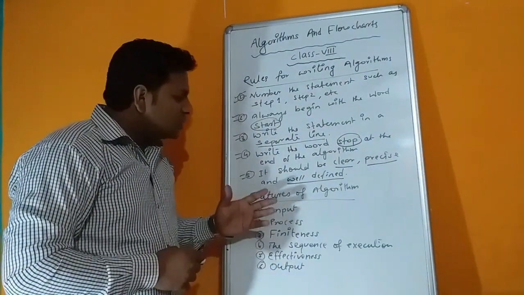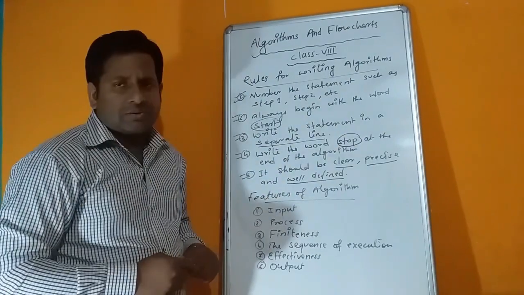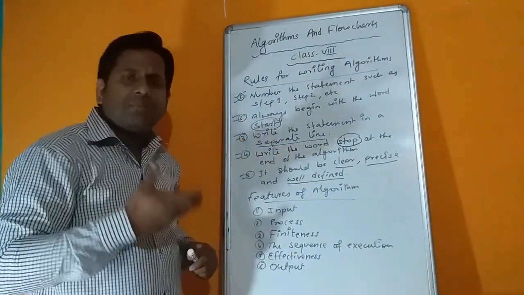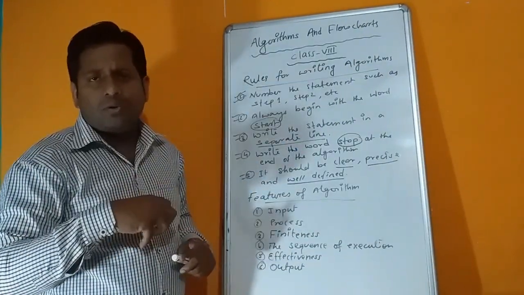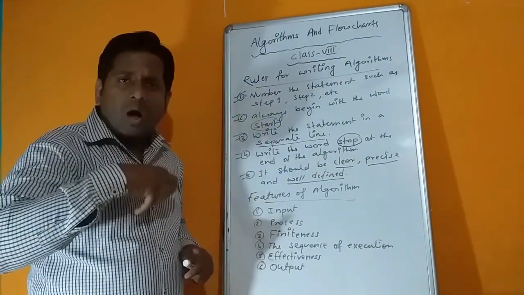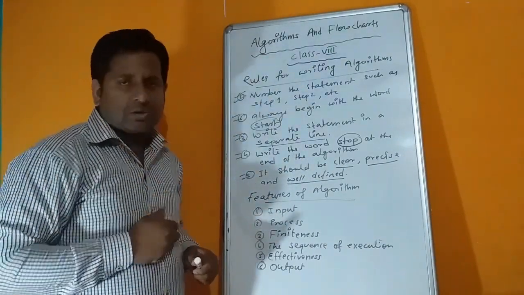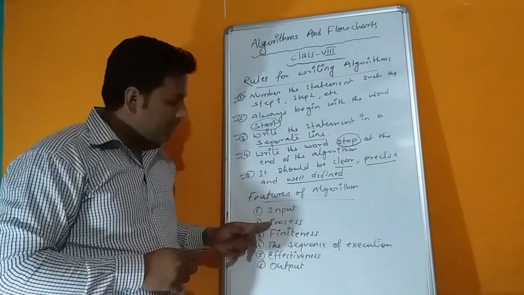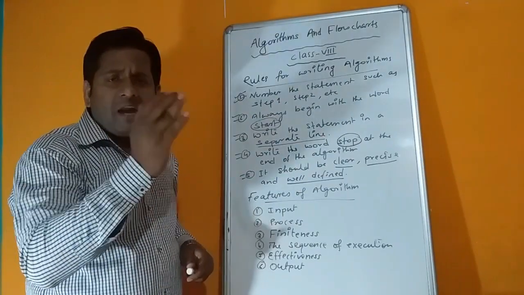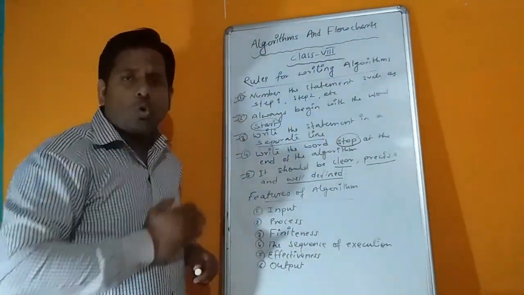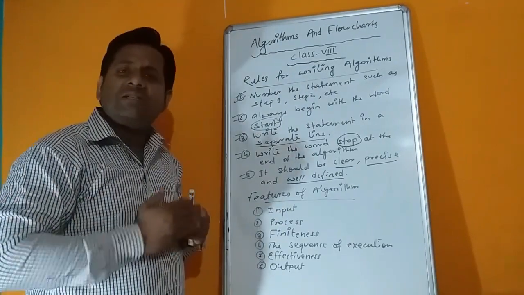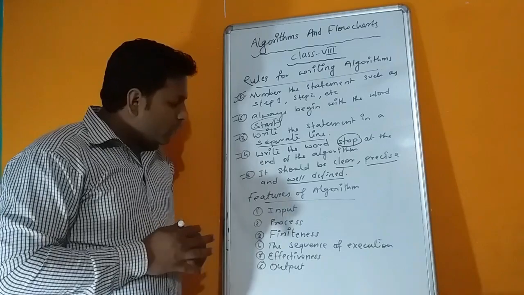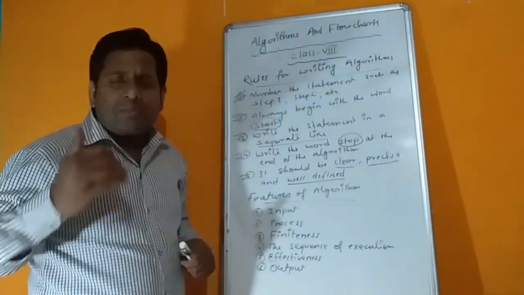Another part: features of algorithms. What are the features? First is input. In each algorithm, we ask something from the user. When we ask something from the user, that is known as input. The data is then processed by the computer or by any machine, so process is required. Finiteness: there should be some end point. It is not that it goes on to infinity. An algorithm should always contain start as well as stop.